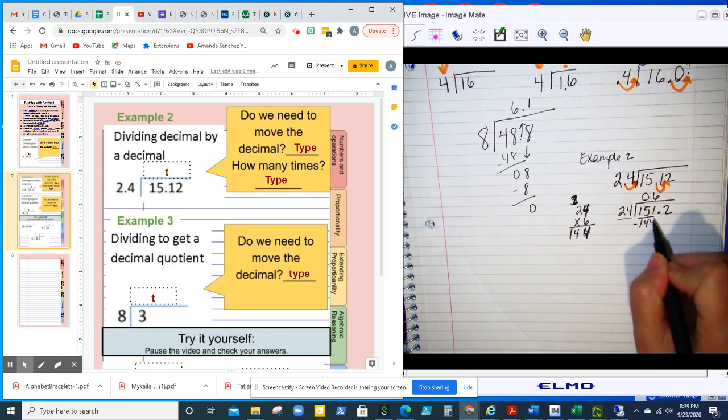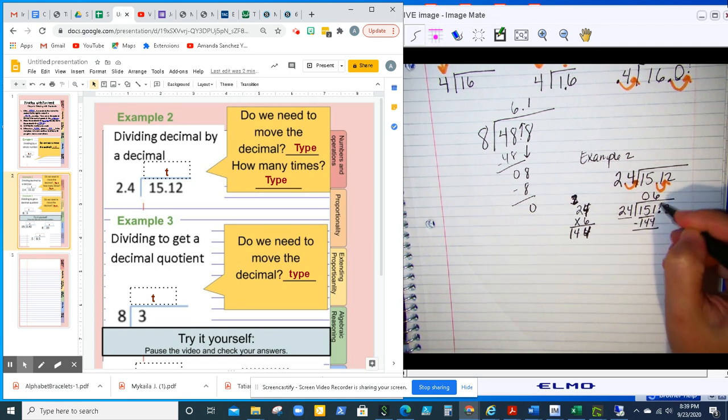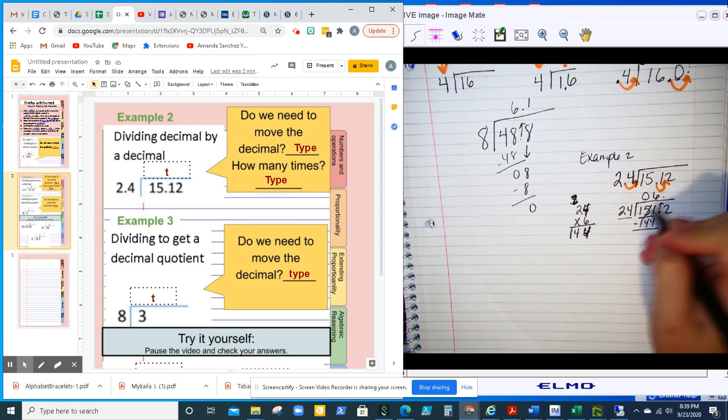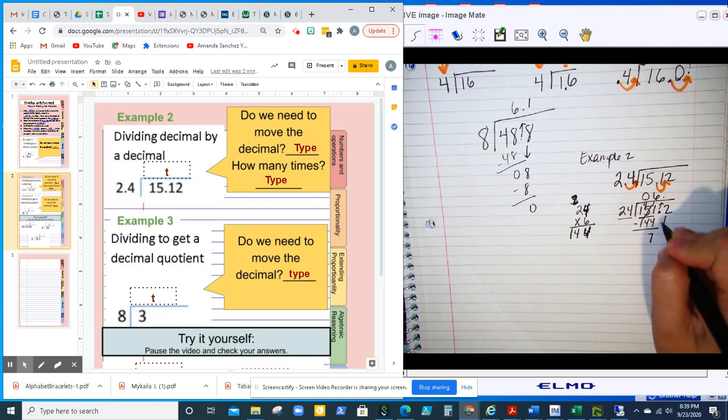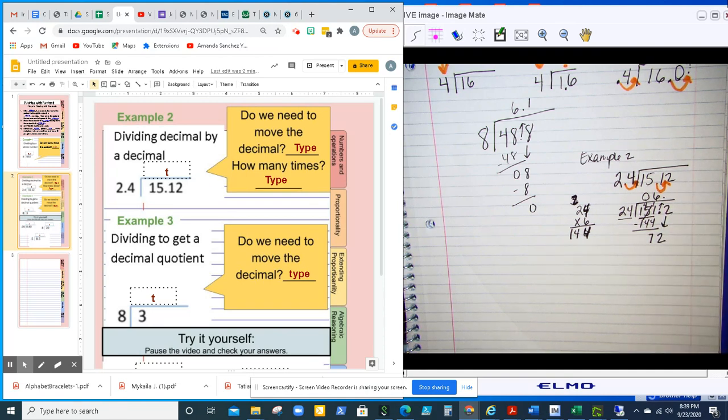Subtract your 144. Have this decimal come up and do some subtracting. So this would become 4. That would become an 11. So 11 minus 4 is 7. Now drop down your 2. 24. How many 24s can go into 72?